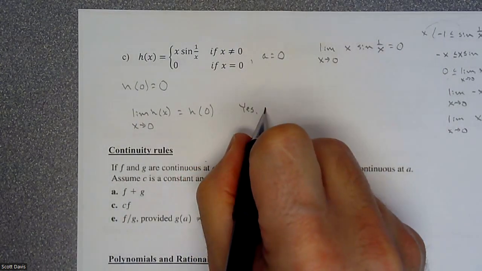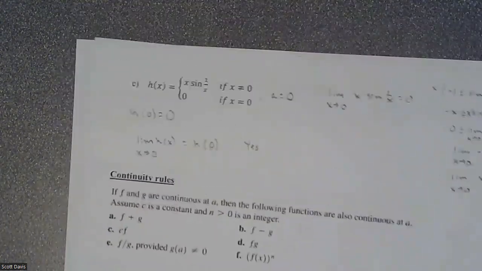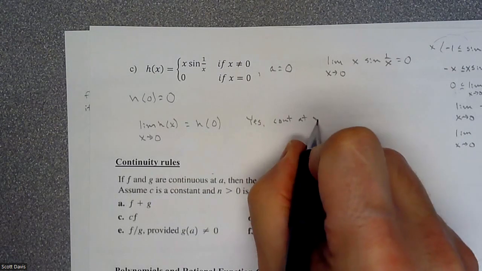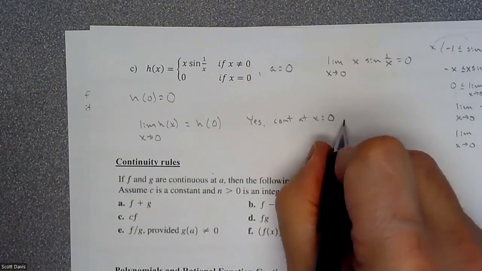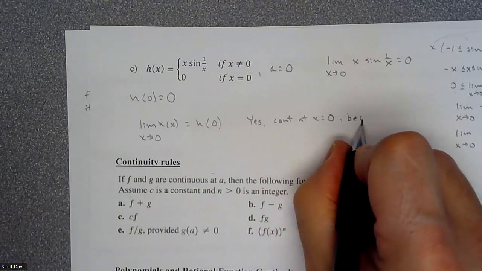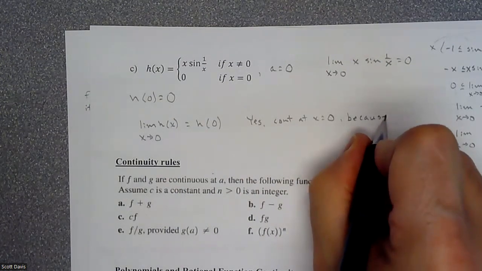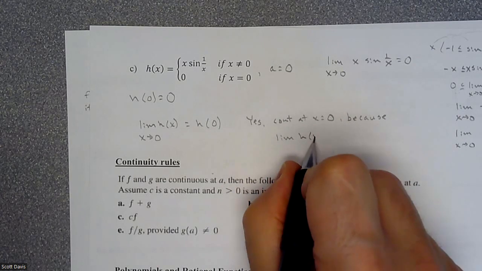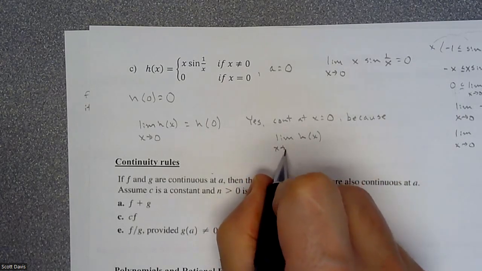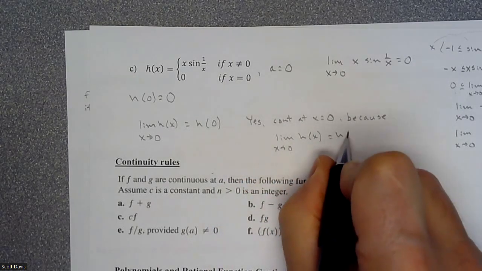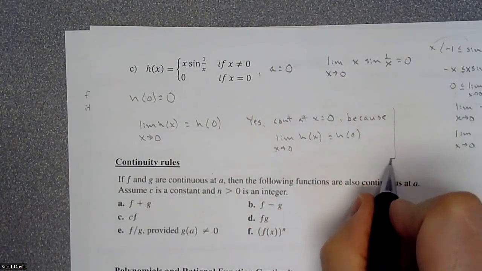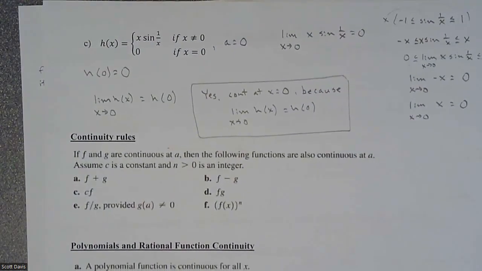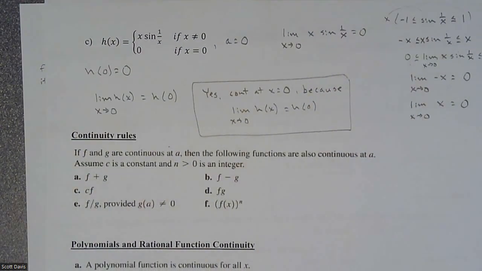Yes, the graph is continuous at x equals 0 because the limit of h of x as x approaches 0 is equal to the y value at 0. There's our answer, and there's our justification. Okay, and then we'll do a couple other properties and things like that in our next video.